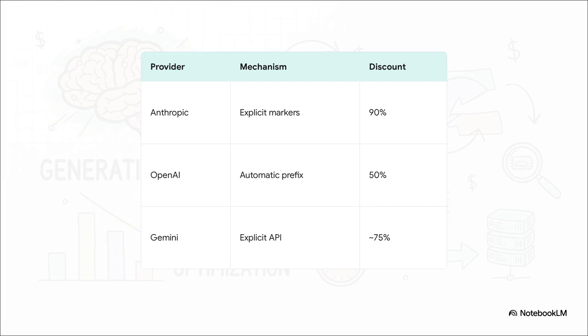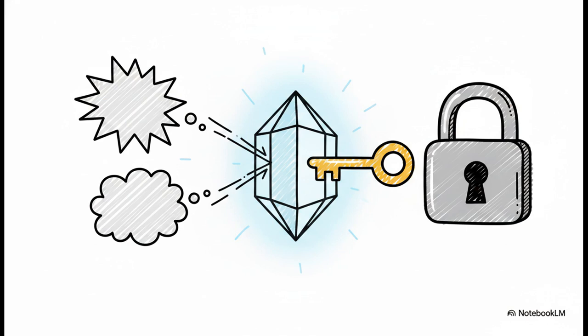Anthropic uses explicit markers to give you an insane 90% discount on cache hits. OpenAI takes a totally automatic approach. You don't even need to change your code, giving you 50% off matching prefixes. And Gemini offers around a 75% reduction. This layer alone can basically slash that system prompt cost we just talked about. But here's the catch. Provider caching only handles identical prefixes. Semantic caching is your custom layer for the trickier stuff.